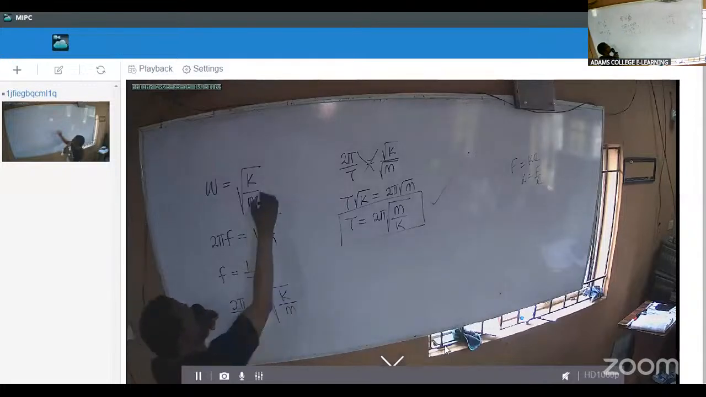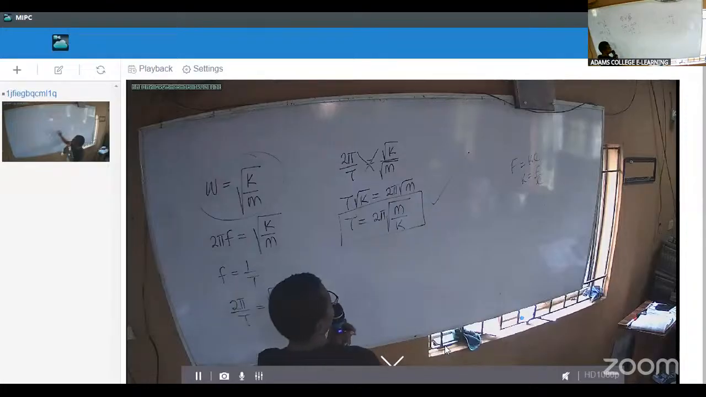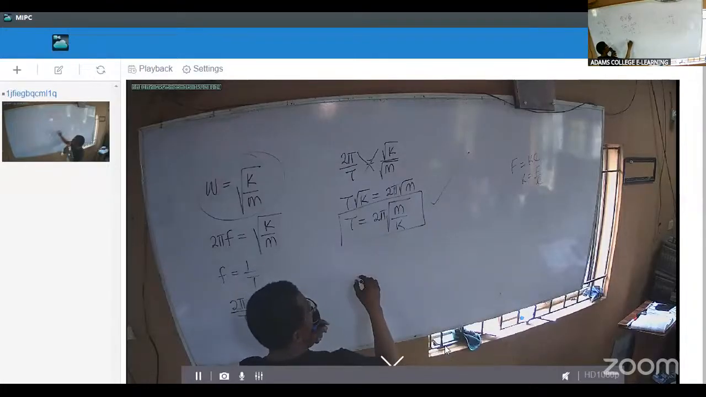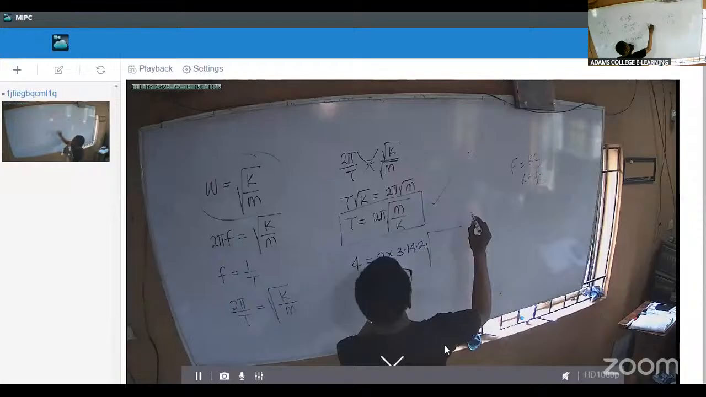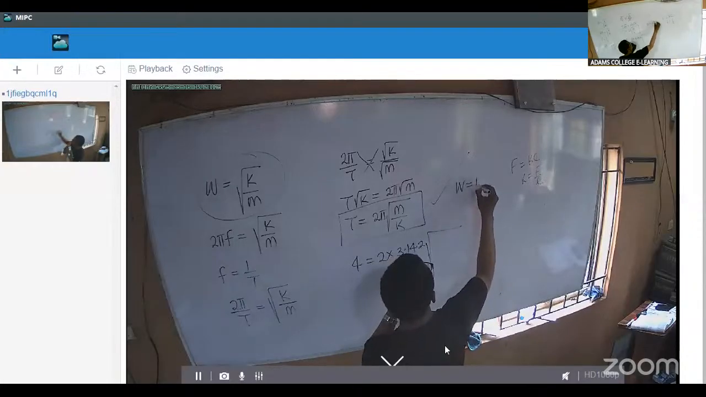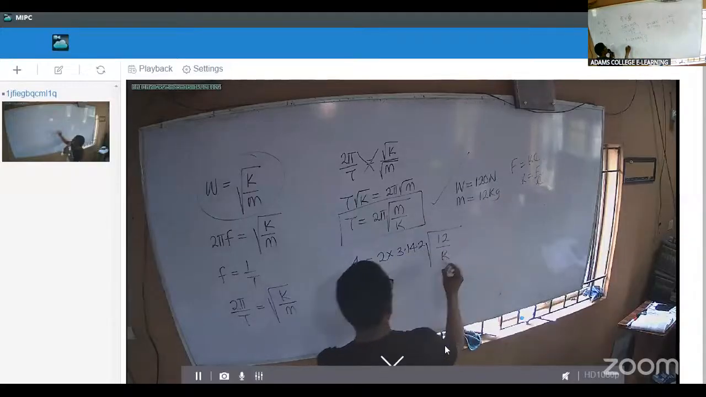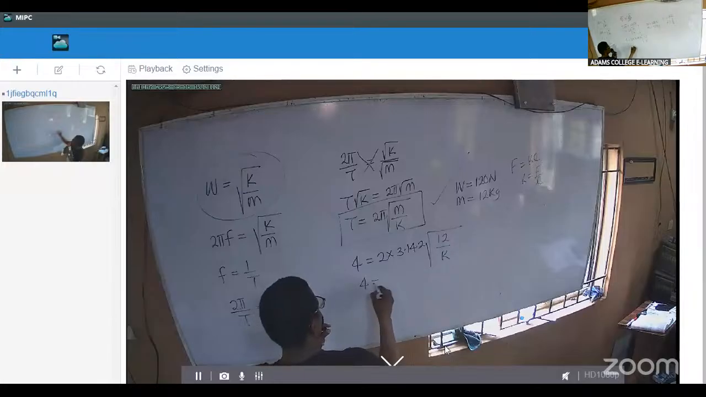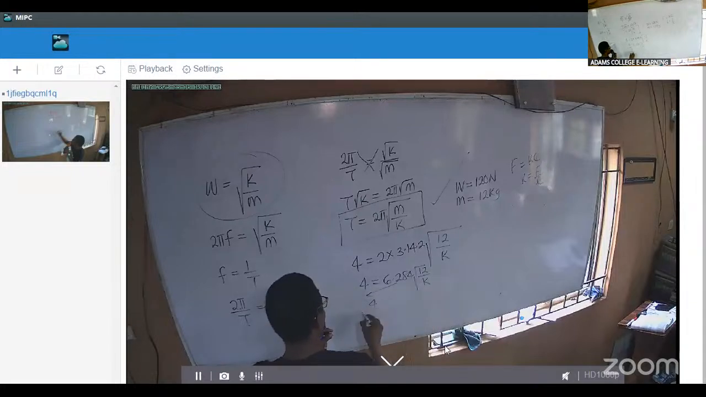All right, let's put the values in now. What's T? Check the question. What's the period? 4. What's pi? 3.142. I think we are given weight. If weight is 120, what's mass? 12 kg. So I have 12 over k. So now 4 equals 6.284 root over k. This one will come down: 4 over 6.284.